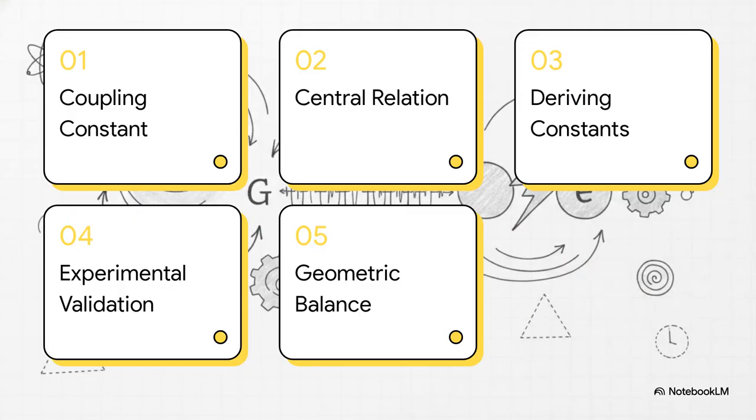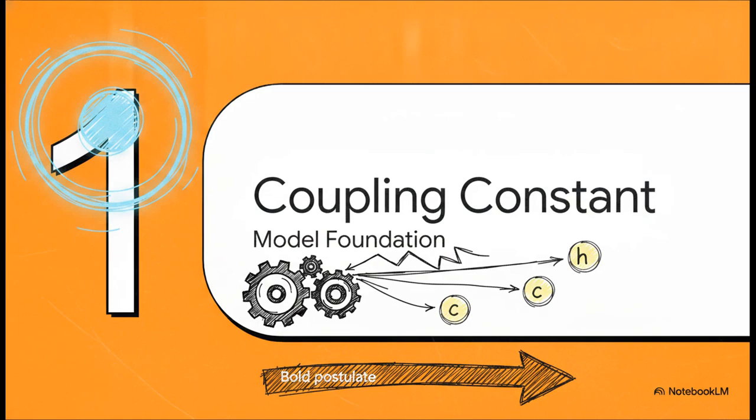So to unpack this paper, we're going to hit 5 key beats today. First, the coupling constant. Second, the central relation. Third, deriving constants. Fourth, experimental validation. And finally, a deeper geometric balance. All right, let's kick things off with Section 1, the coupling constant, which is absolutely the foundation of the Ozoomechanical model. Every profound theory usually starts with a bold postulate, and this one is definitely no exception.